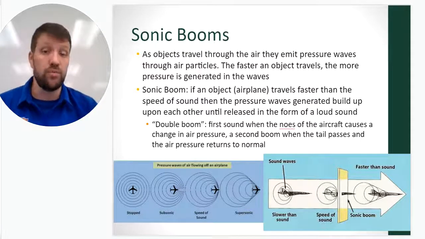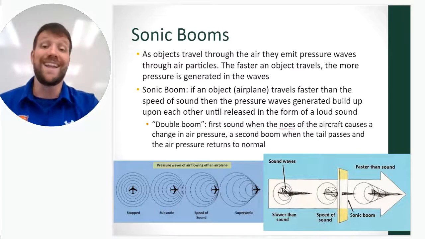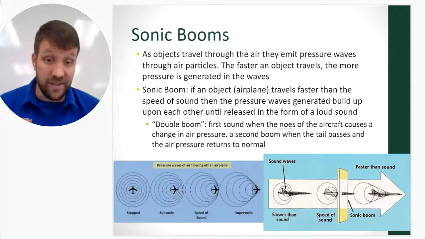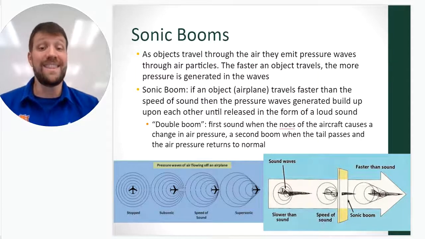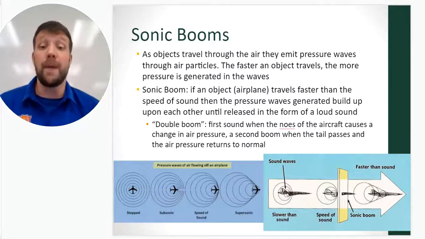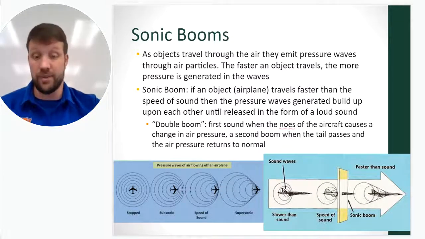So the faster an object travels, the more pressure is generated in the waves. And a sonic boom is when an object, typically like an airplane or some other object that can travel at least the speed of sound and thus go past it, travels faster than that speed of sound. In that case, the pressure waves generated build up upon each other until released in the form of a loud sound. Okay?